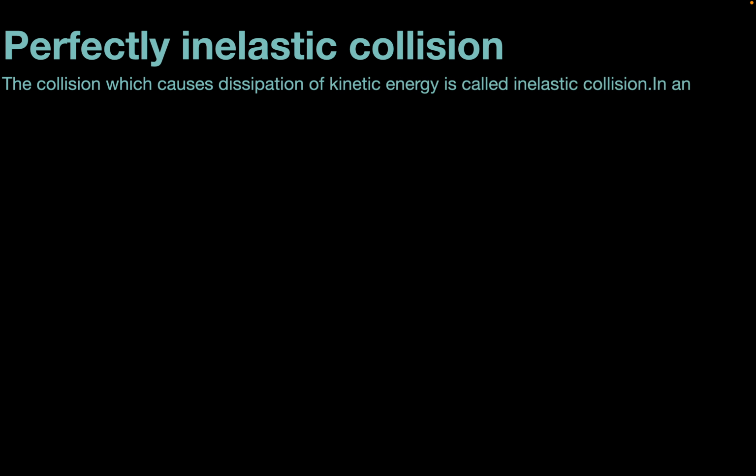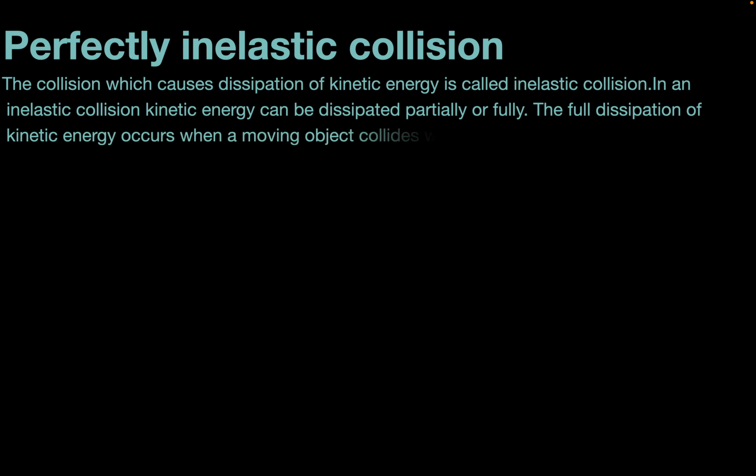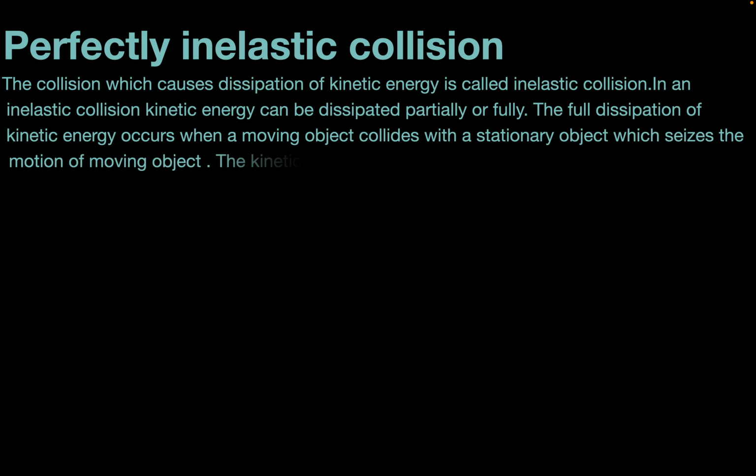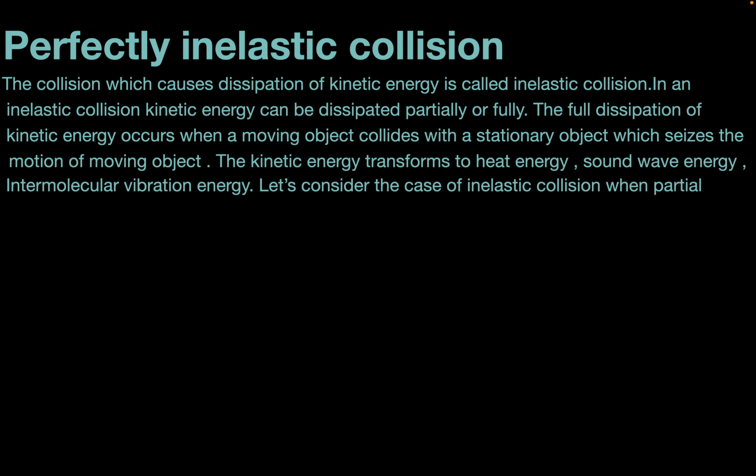Perfectly inelastic collision. The collision which causes dissipation of kinetic energy is called inelastic collision. In an inelastic collision, kinetic energy can be dissipated partially or fully. The full dissipation of kinetic energy occurs when a moving object collides with a stationary object which stops the motion of the moving object. The kinetic energy transforms to heat energy, sound energy, wave energy, intermolecular vibration energy. Let's consider the case of inelastic collision when partial dissipation of energy occurs.